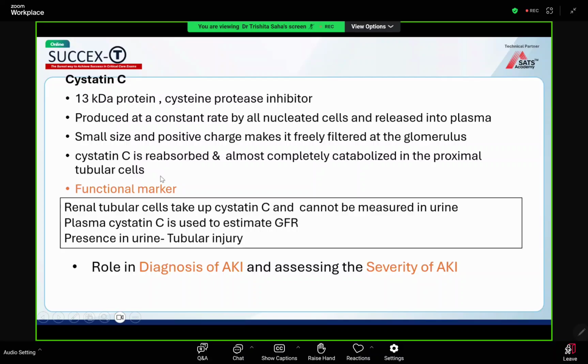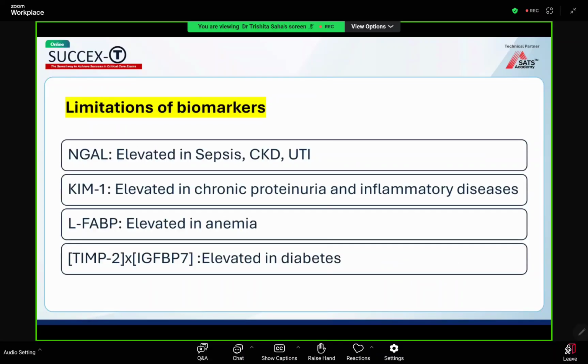It is a functional marker. Renal tubular cells take up the cystatin C and cannot be measured in urine. Plasma cystatin C is used to estimate the GFR. Presence in urine signifies tubular injury. It has a role in diagnosis of AKI and assessing the severity of AKI.